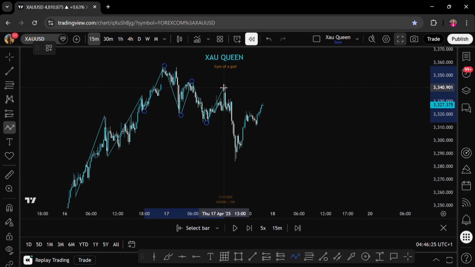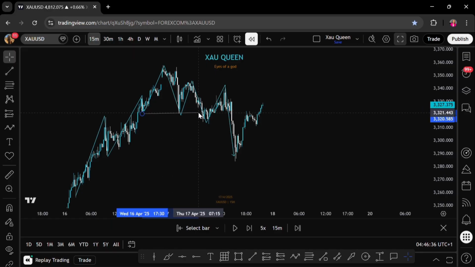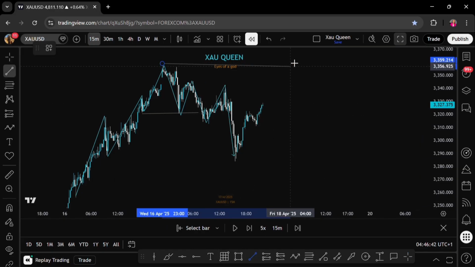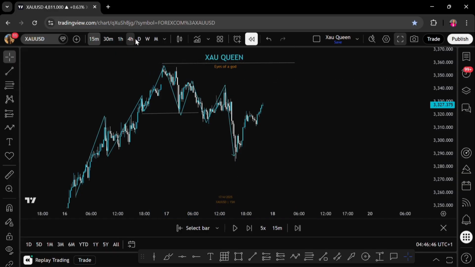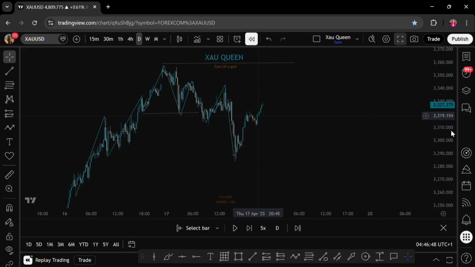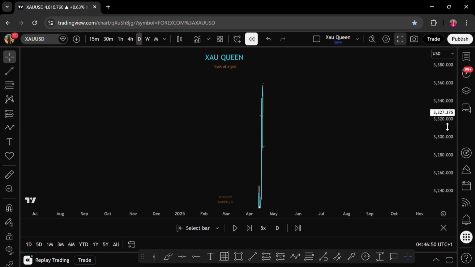Because see, it's created tiny structures. You will just need to train your eyes and you need to study everything I'm teaching you. So from here, I think we can say, yeah, it's safe to say that this is our swing high. But what we need now, we need a pullback into the discount zone.